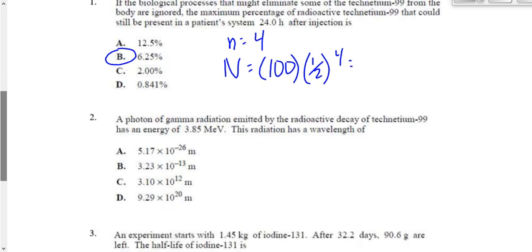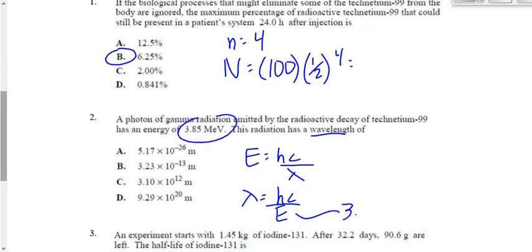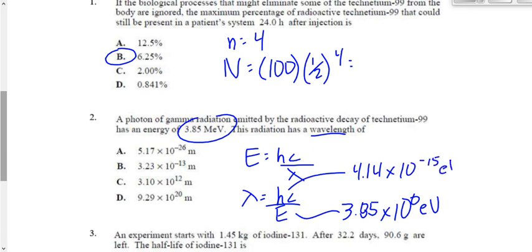6.25%. A photon has, oh, this is different because this is back to last unit again, right? Energy of a photon. We want to find the wavelength of the photon. We're just going to say E is equal to hc over lambda. Remember that? From before Christmas, from my last unit test, lambda is hc over E. Since we've got the energy in electron volts, we're going to say 3.85 times 10 to the 6 electron volts and use the value for Planck's constant of 4.14 times 10 to the negative 15. What do we end up getting there? Which one is it, A, B, C, or D? B. 3.23 times 10 to the negative 13.